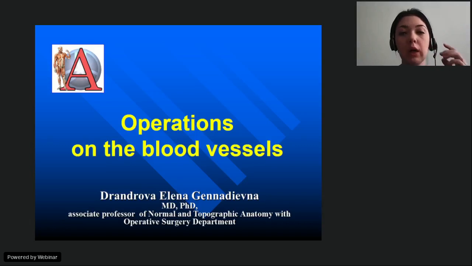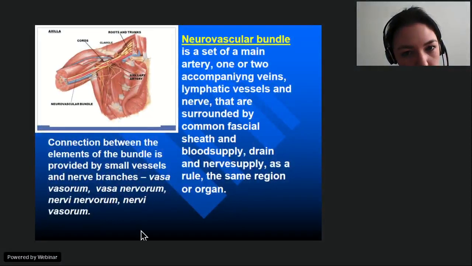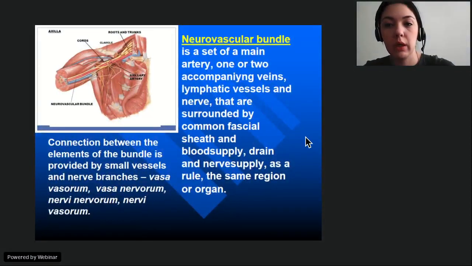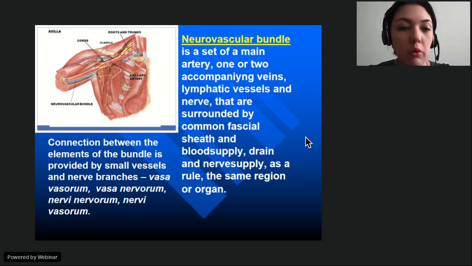Okay, so let's start. Today we have another lecture, and it will be dedicated to the operations on the blood vessels. So first of all, we have already begun to study topographic anatomy, and we know that nearly in every topographical region, there is a neurovascular bundle.